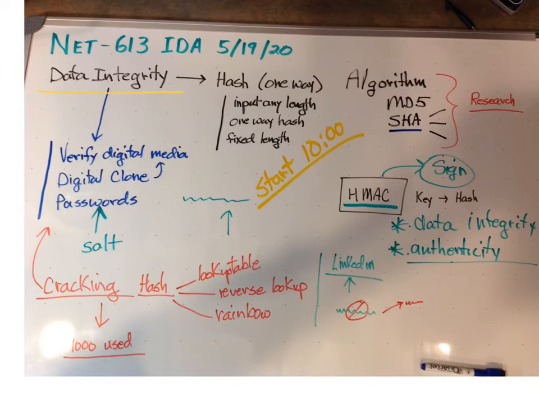Data integrity. We can use a hash. Input any length, one-way hash, we get a fixed length out. We talked about how we can use that to verify digital media, to make sure that when one thing is transported to another place, it hasn't changed. A big area is in forensics. We can clone the media and use some type of hash to verify that clone.